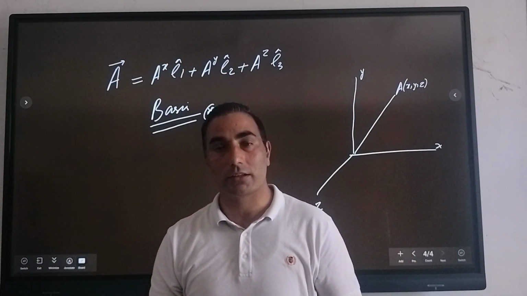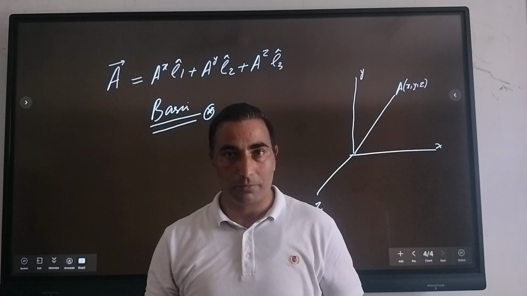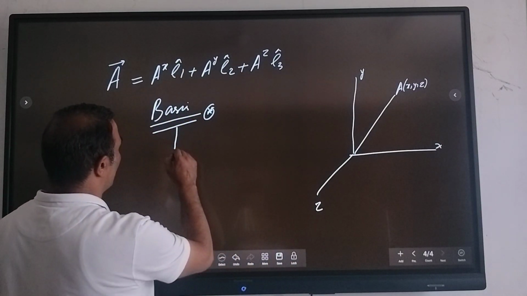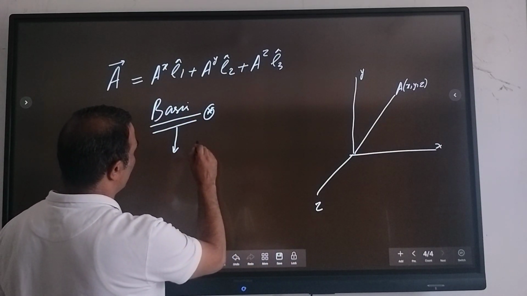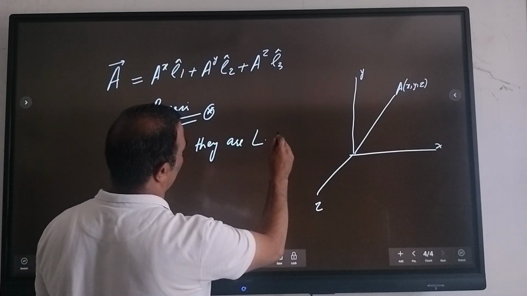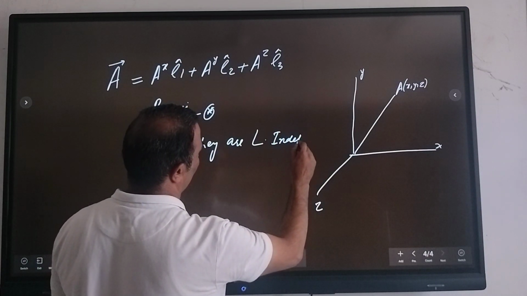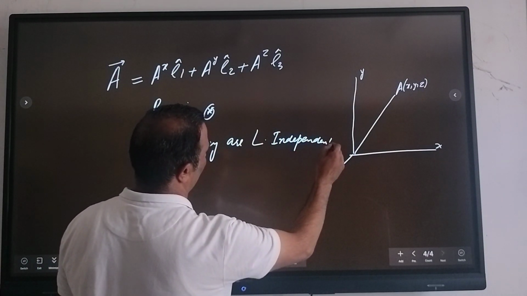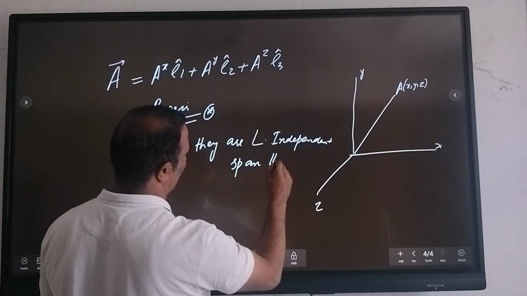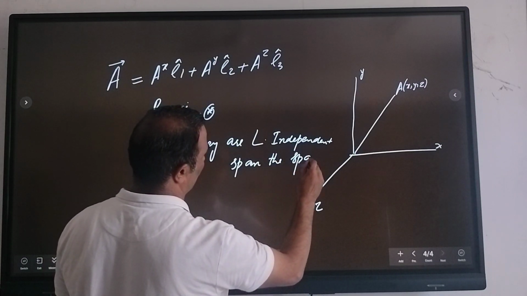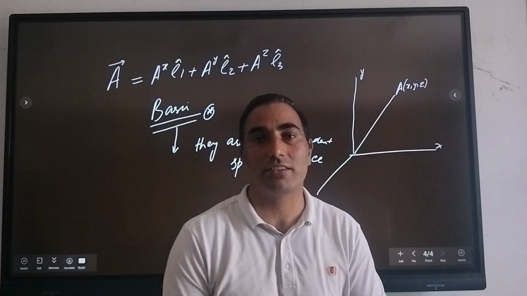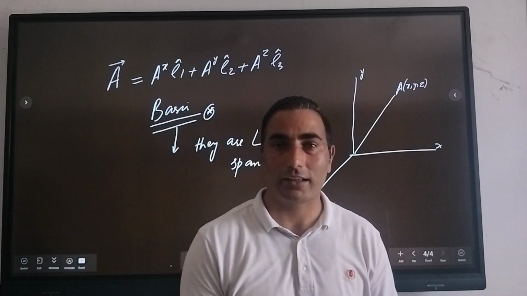And one more important condition for these bases is that they should be linearly independent and they should span the space, right? So one more important criteria is that they are linearly independent and they should span the space, right? So this is how you can define those basis vectors.